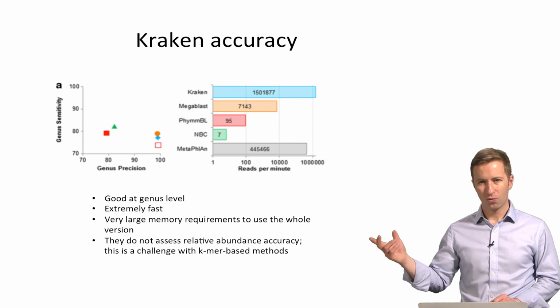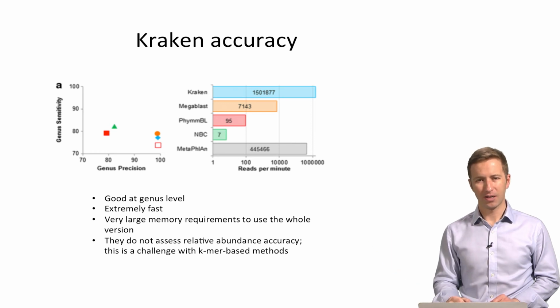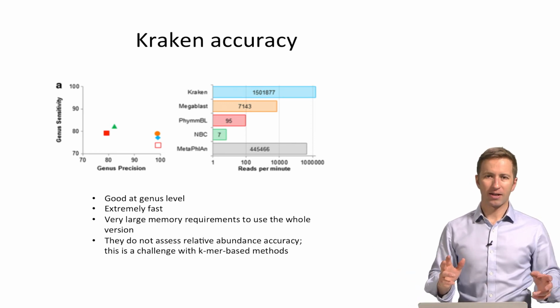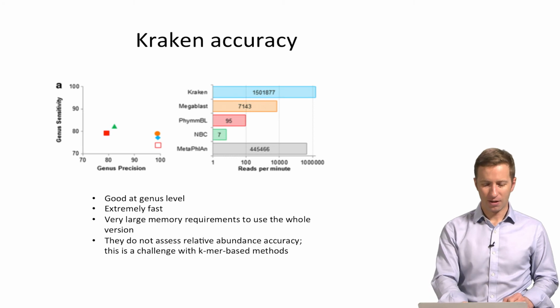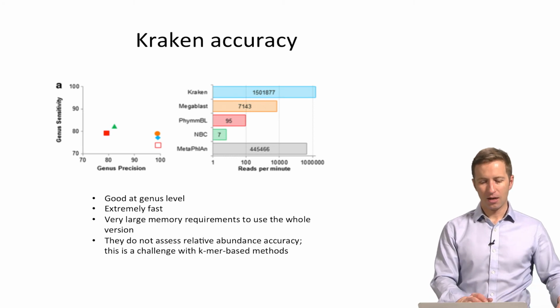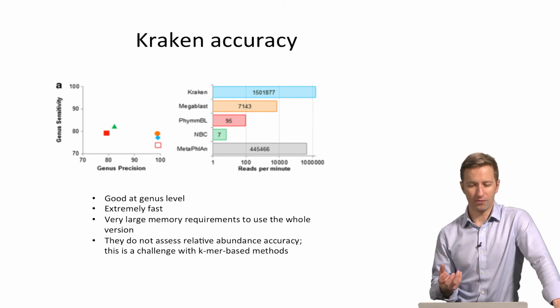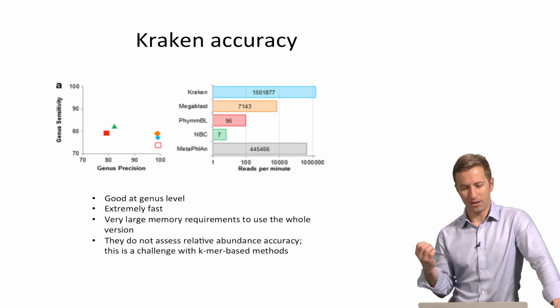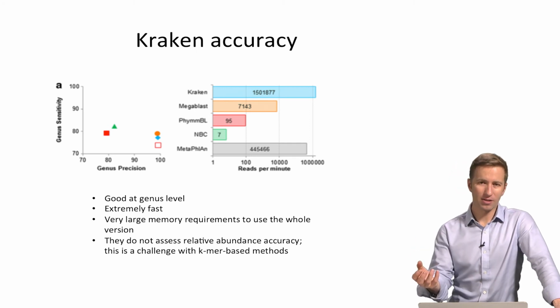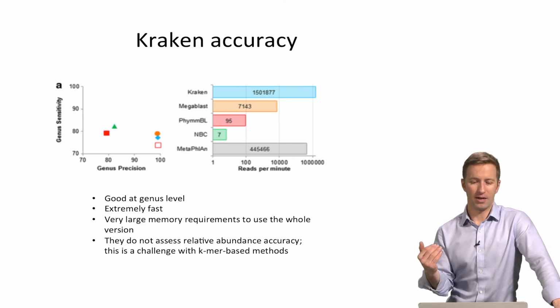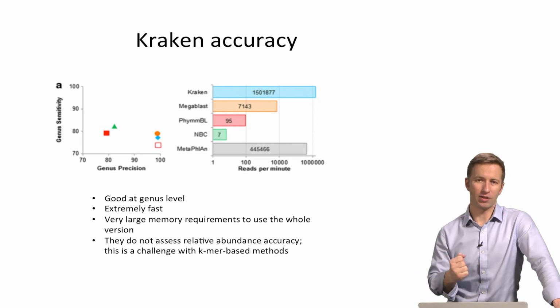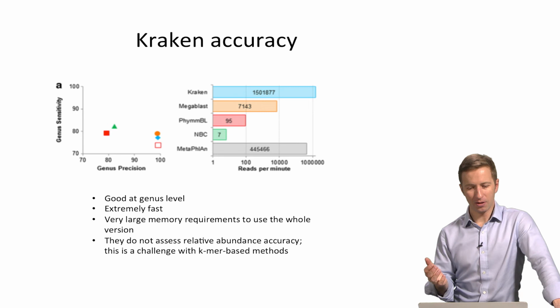Also, as I mentioned, Kraken has very large memory requirements. You can use MiniKraken, but it's not as comprehensive. And they don't really assess the accuracy in a thorough way of the relative abundance estimation. So it can tell you if a genus is present, but not necessarily with accuracy what the abundance is. And this could be a little bit of a problem.